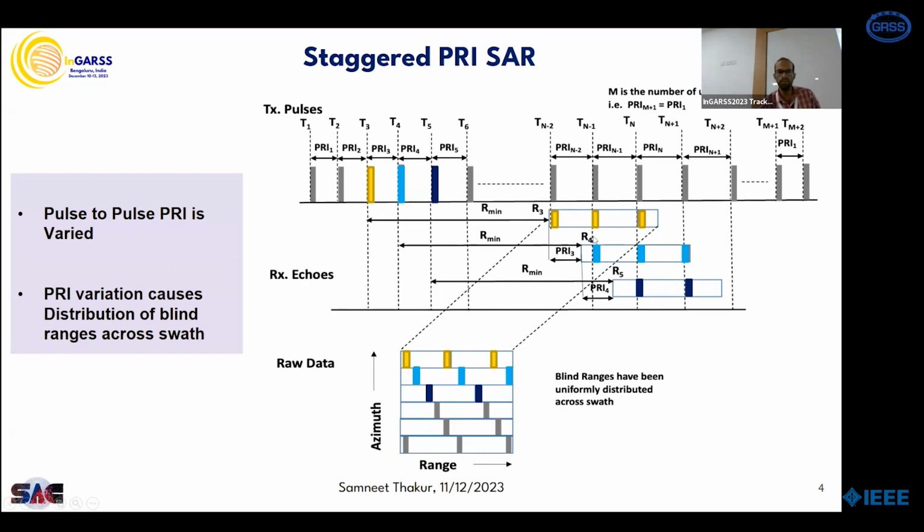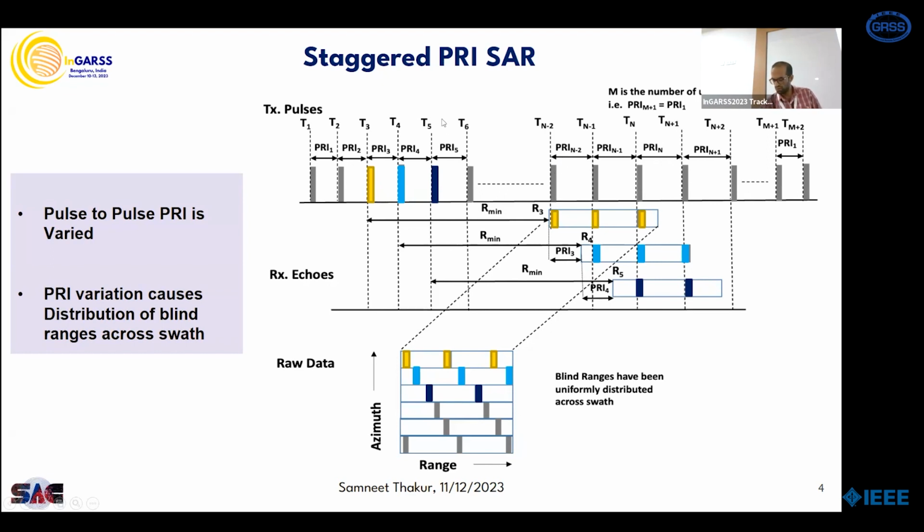And if your PRI is constant, the location of these dead range gaps will remain the same across all azimuth records. So the wide 240 kilometer swath data will be divided into multiple smaller subswaths separated by these pulse width equivalent dead range gaps.